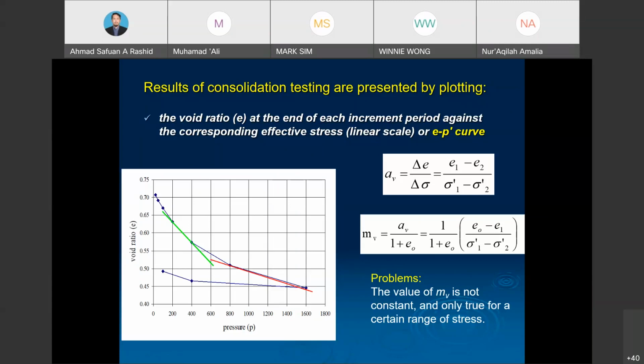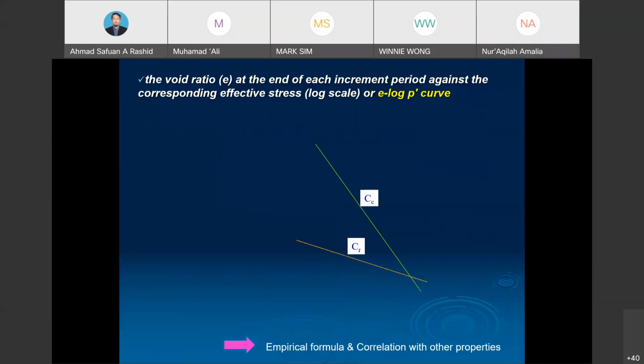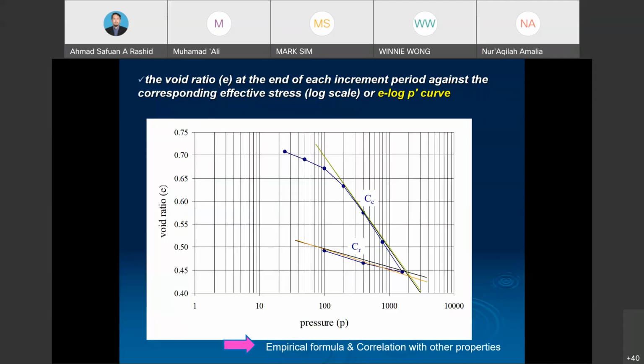We have another approach, which is by using the log scale graph. We plot the e value, and the pressure is plotted on the log scale graph. From there, we may calculate the CV and also the CR.